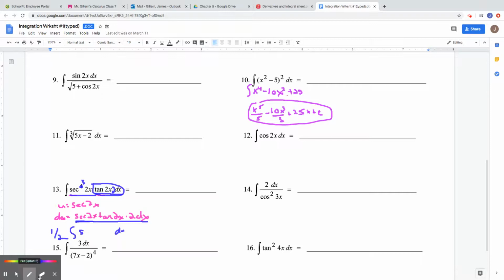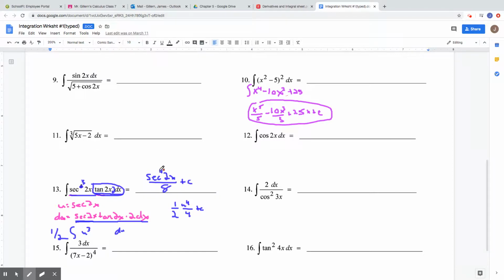But secant 2x is our u. So it's just u to the third. So it's 1/2 integral of u cubed du. So it's 1/2 u to the 4th over 4 plus c. So my answer is secant to the 4th 2x over 8 plus c.